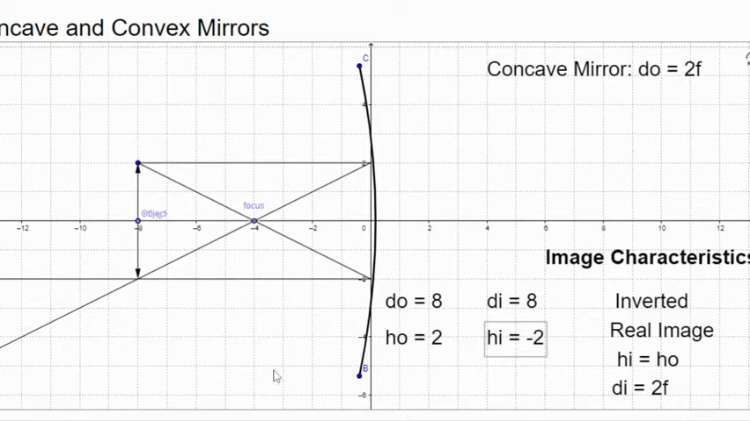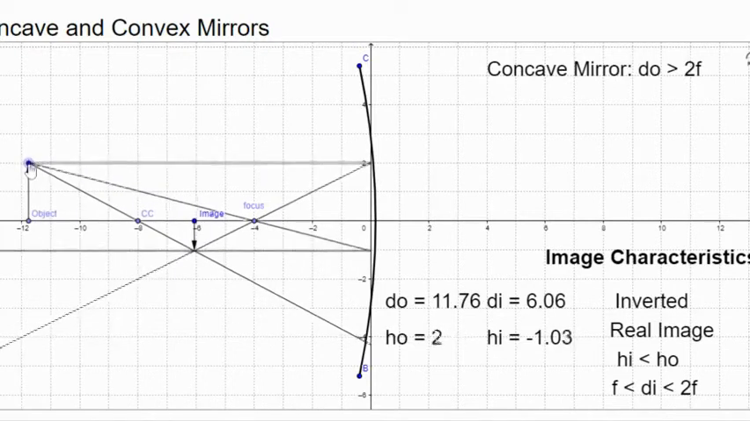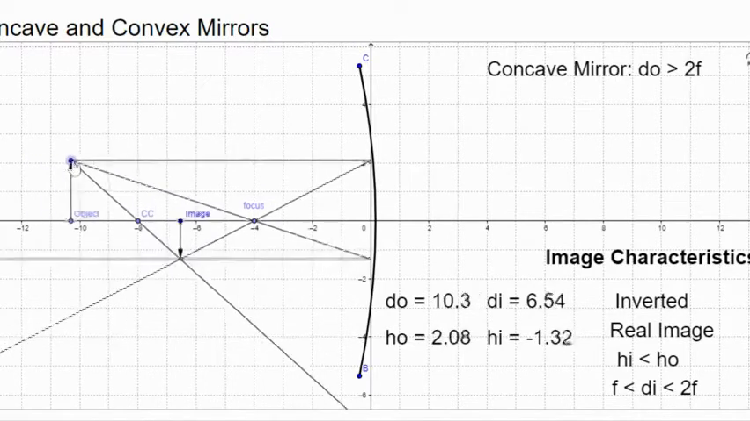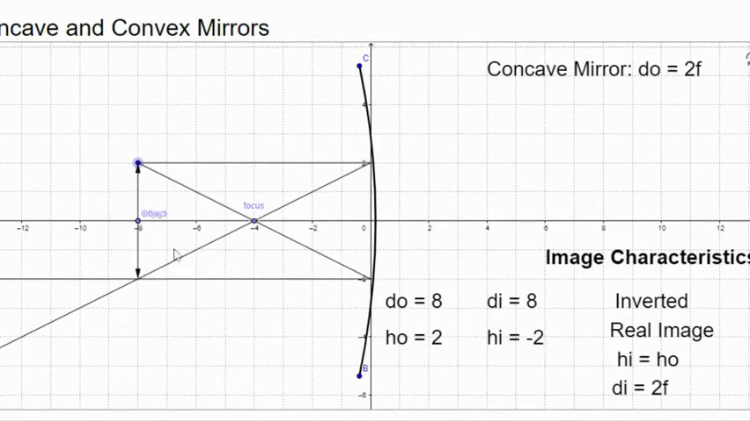So what's been happening is we've gradually been moving this object closer to the mirror. We started with it way out here, and as it got closer, we got to this point where it was right at the center of curvature. And what I asked you to do last time was think about what's going to happen to the image based on what you've seen so far. What's going to happen to the image as the object continues to move closer to the mirror?